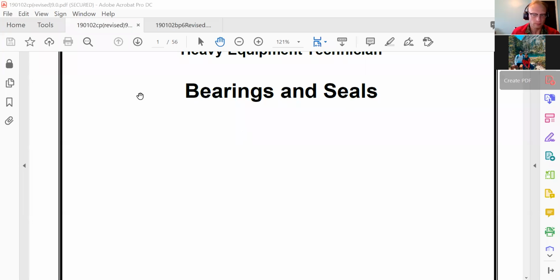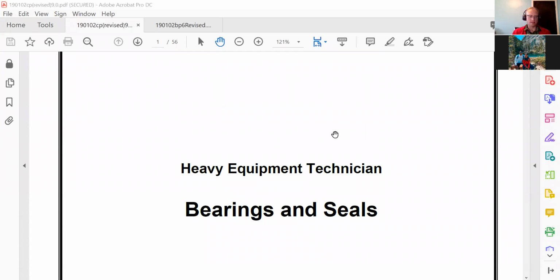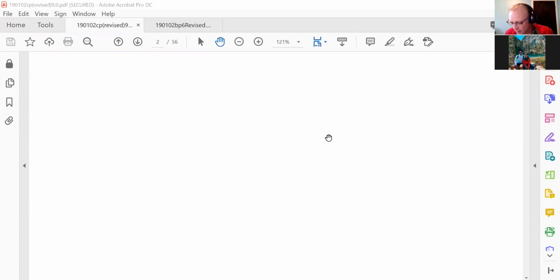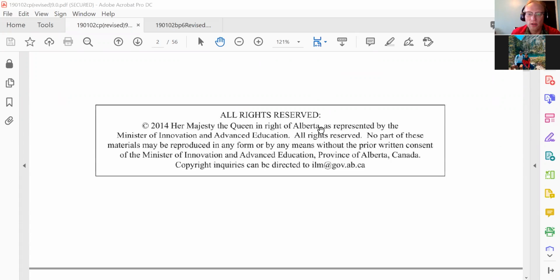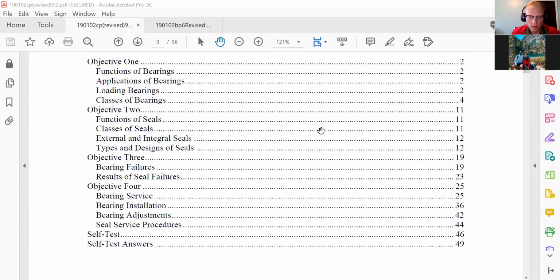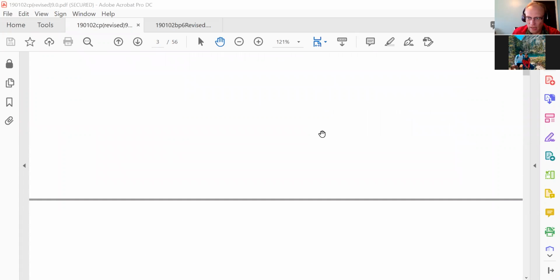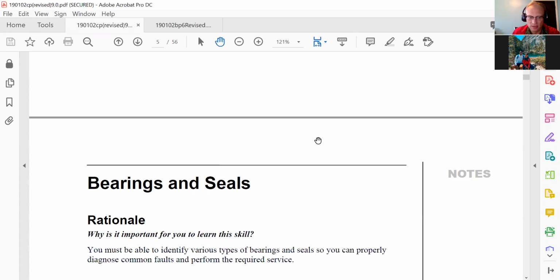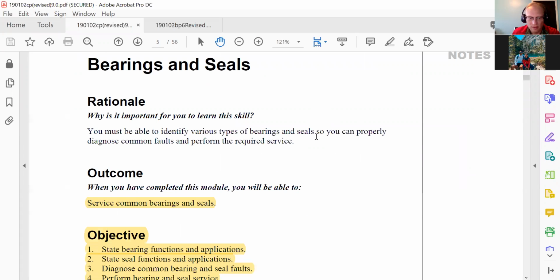All right, bearings and seals. This is probably something you have absolutely come across in your line of work. I'd be willing to bet if you work on tractor trailers at this point in your career, you have changed a wheel seal. Correct me if I am wrong.